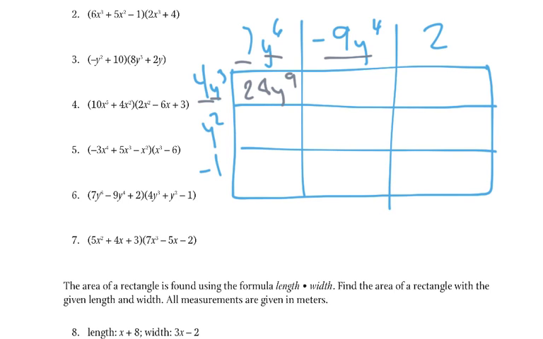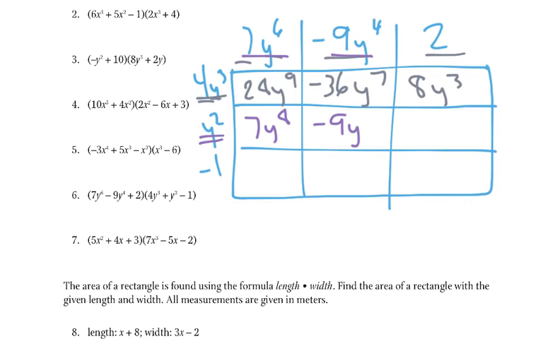Negative 9, y to the 4th times 4, so negative 36, y to the 7th, 2 times 4, 8y cubed. Okay, and the next one down, 7y to the 6th, y squared would be 7y to the 8th. Negative 9y and y squared would be negative 9y to the 6th. 2 and y squared would be 2y squared. Okay, 7y to the 6th, negative 1, negative 7y to the 6th. Negative 9y times negative 1 would be positive 9y to the 4th. And then 2 times negative 1 would be negative 2.